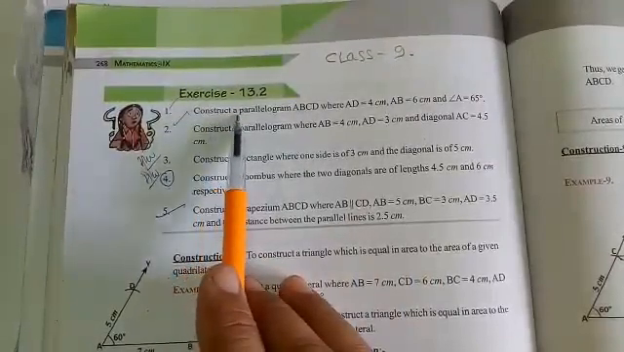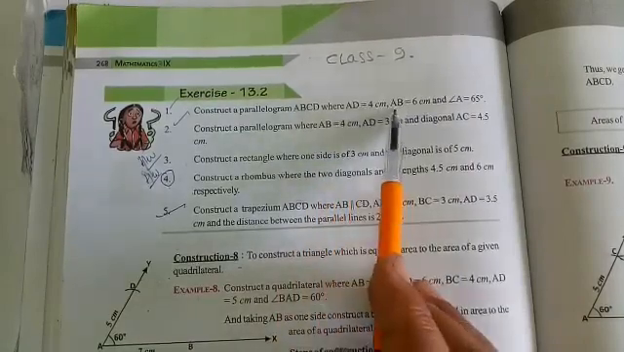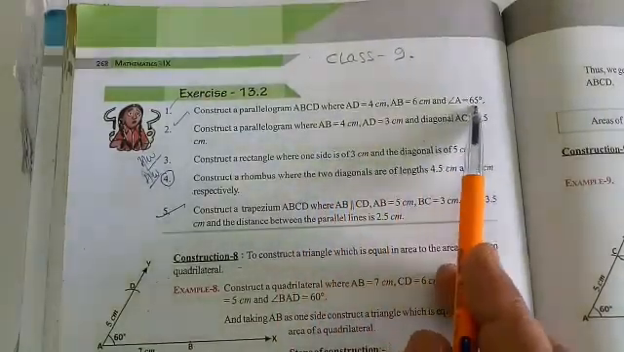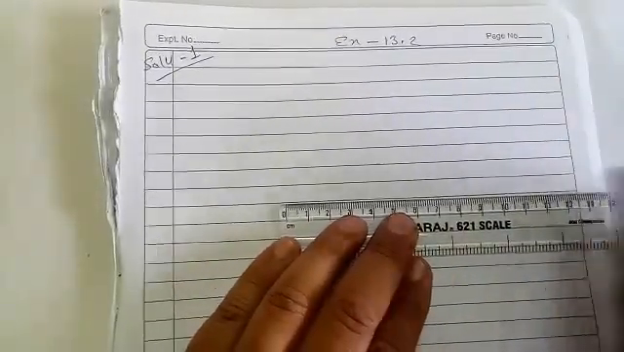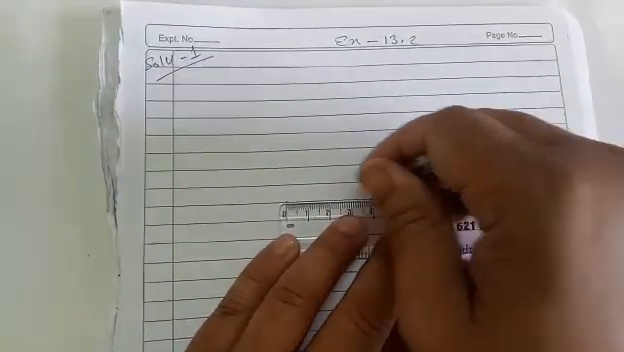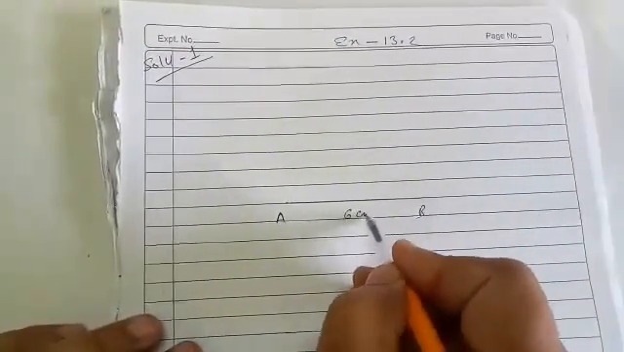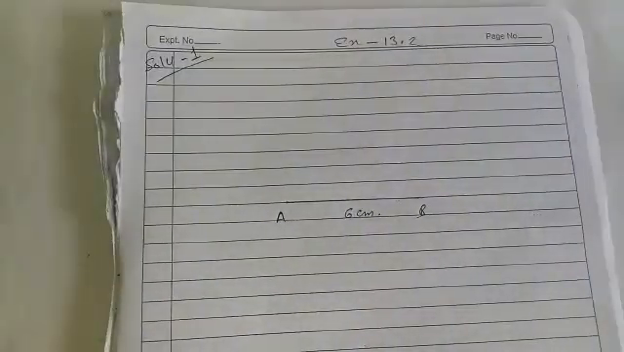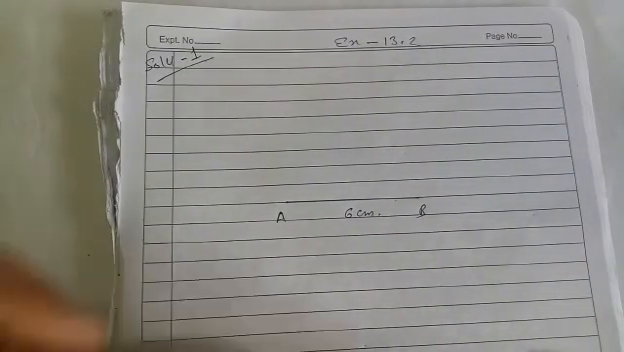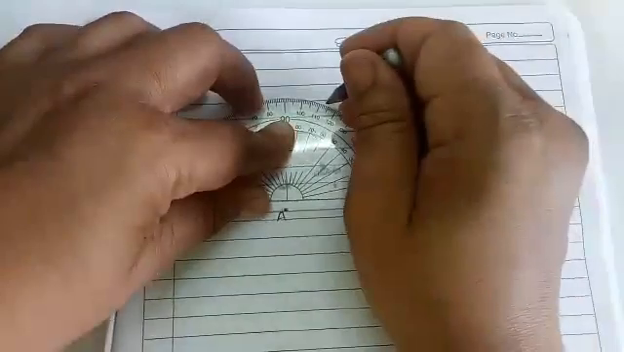The first question: construct a parallelogram ABCD where AD equals 4 cm, AB equals 6 cm, angle A equals 65 degree. It is given AB 6 cm. Draw a line AB of 6 cm. Name it A, B and write over here 6 cm. Then it is said angle A is 65 degree. Draw an angle of 65 degree from point A.